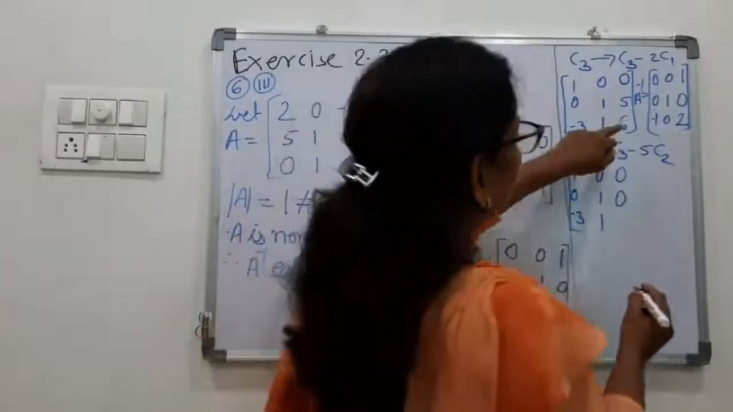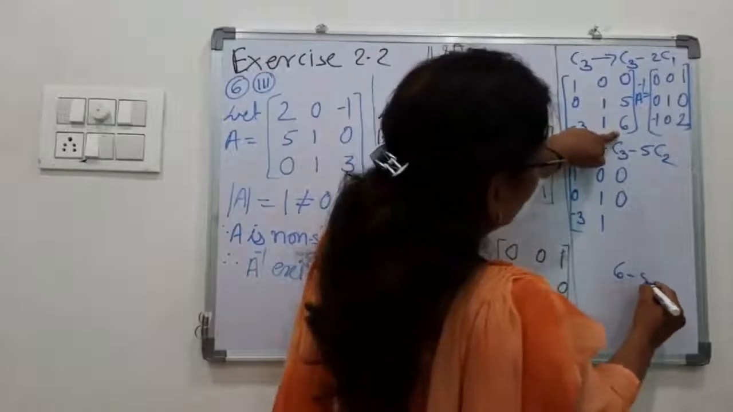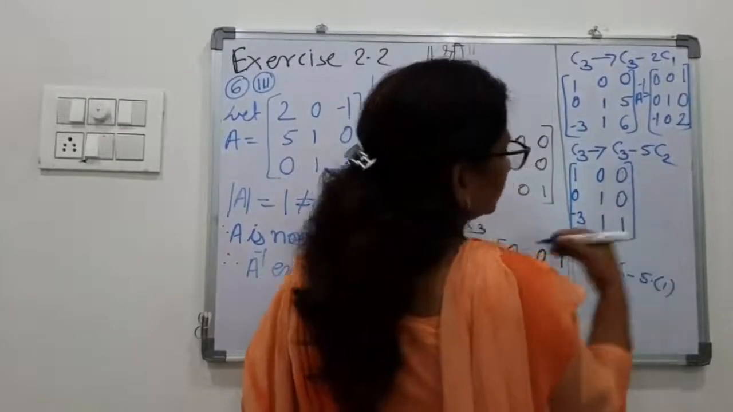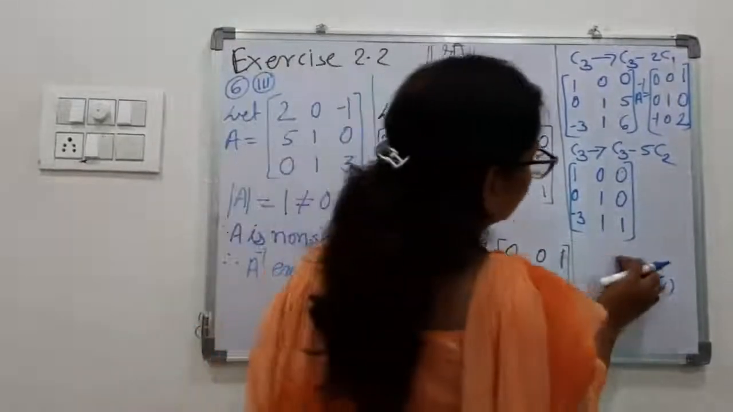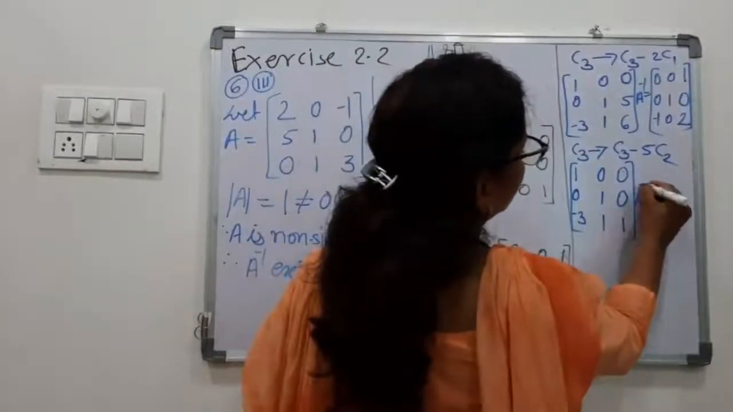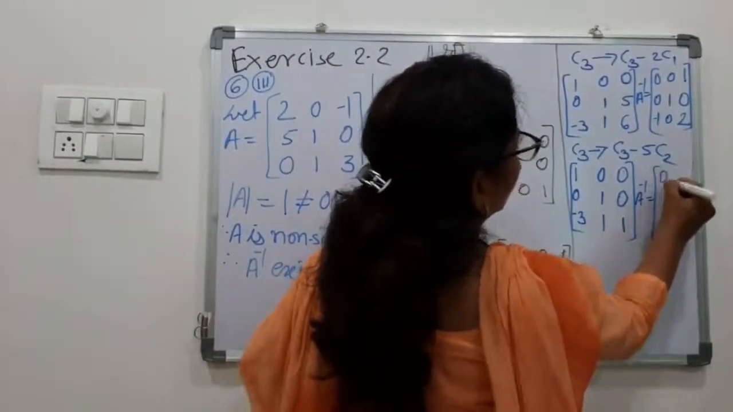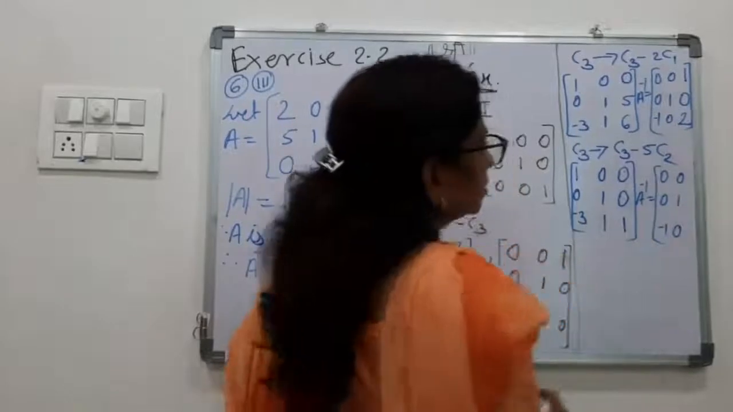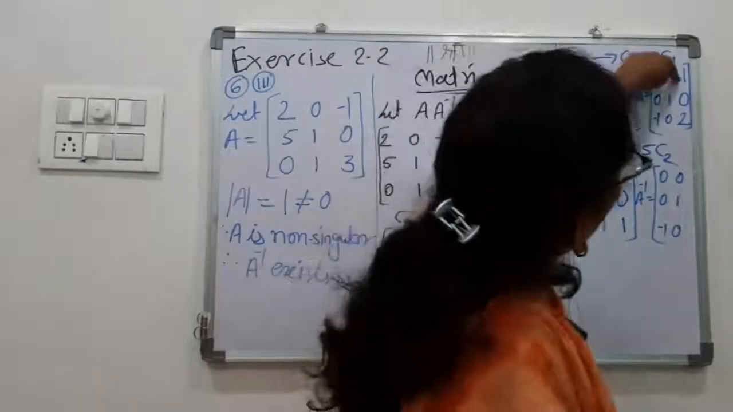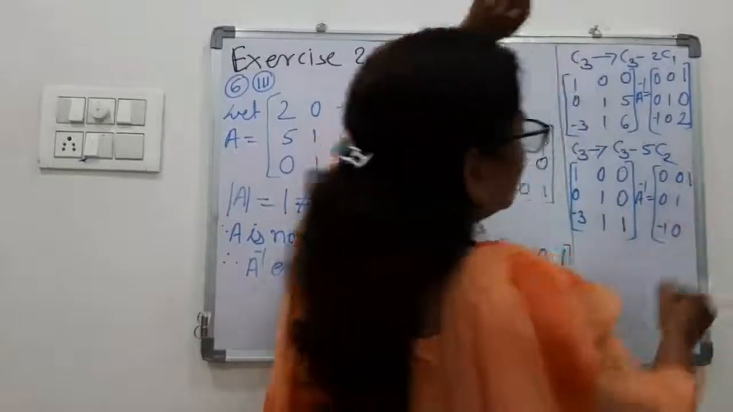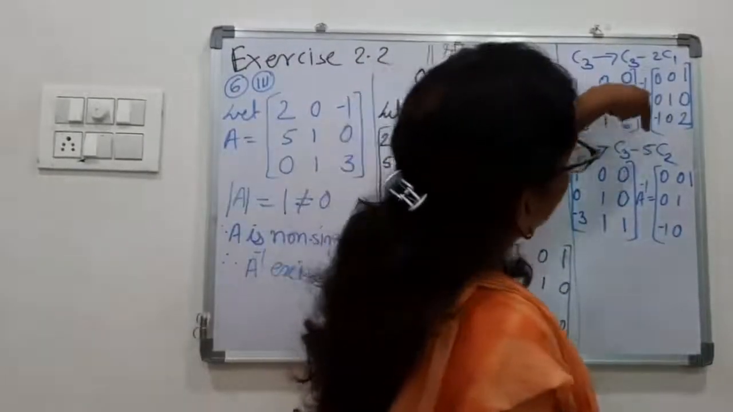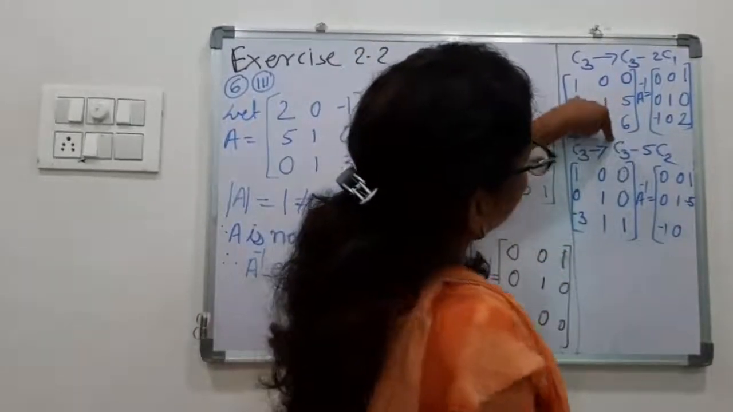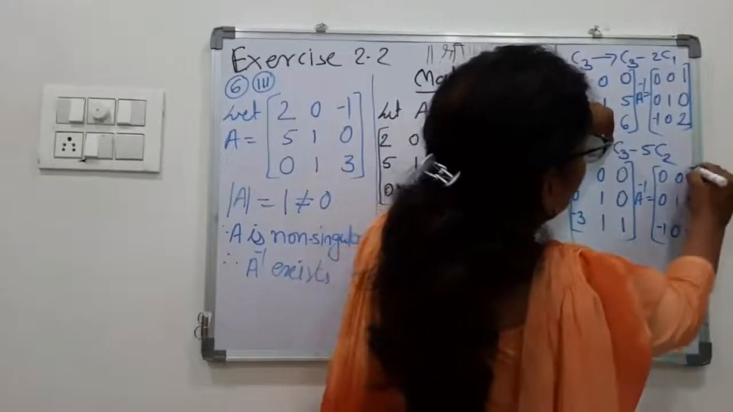Now apply here. C3, what is that? 6 minus 5 into 1. That is 6 minus 5, that is 1. A inverse as it is. First two columns, nothing to do, so write them. 0 1 0. And now C3. C3 means 1 minus 5 C2, so no change because C2 is 0 there. Here C3 0 minus 5 into 1. Then here C3 2 and C2 is 0.